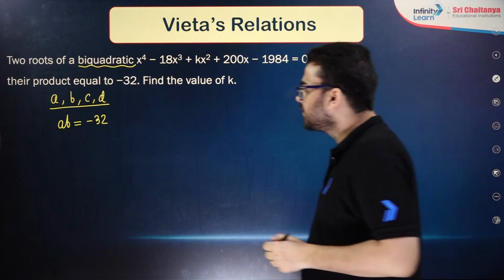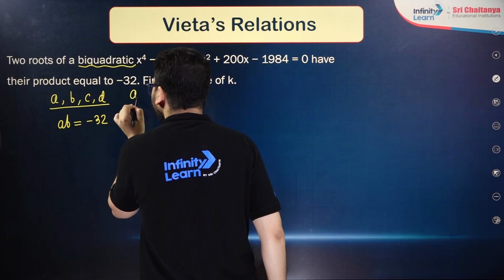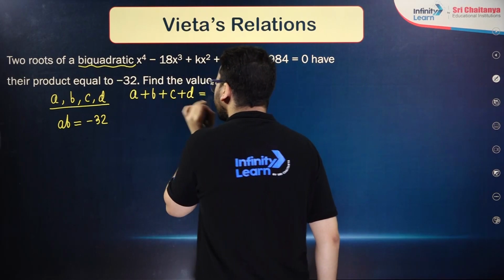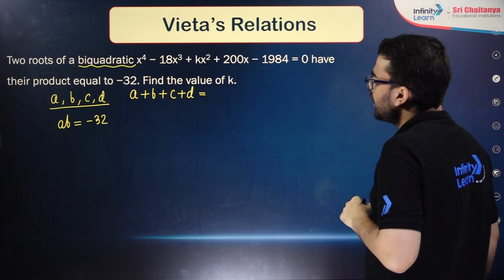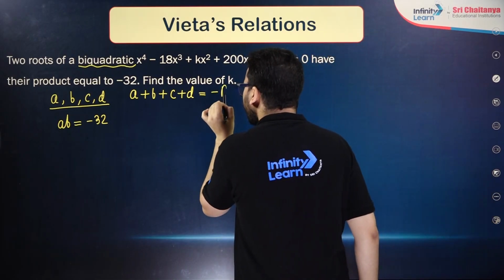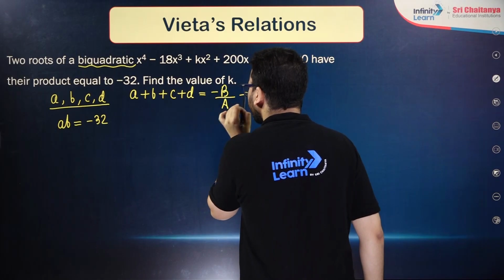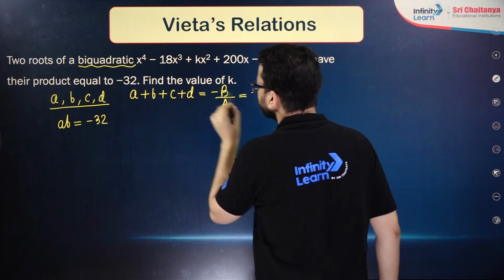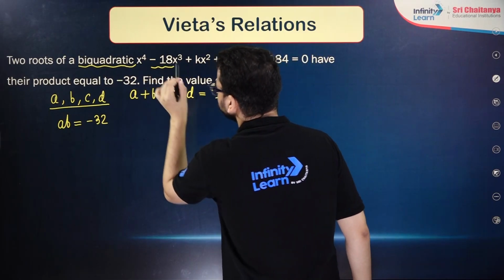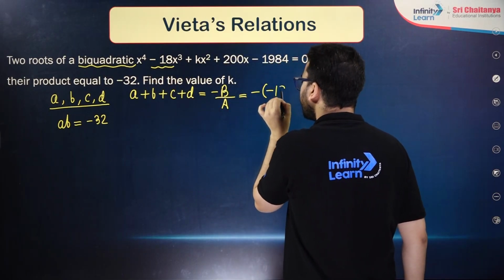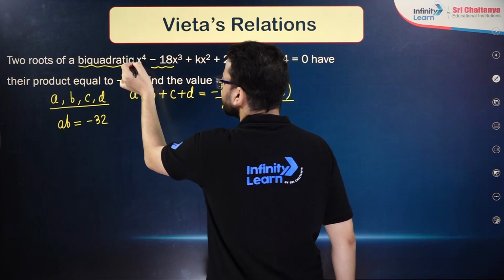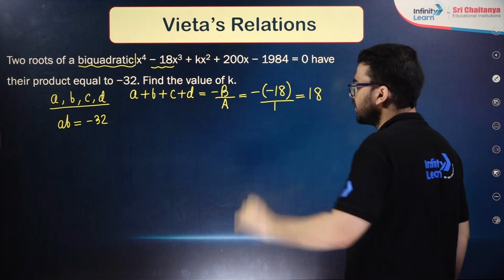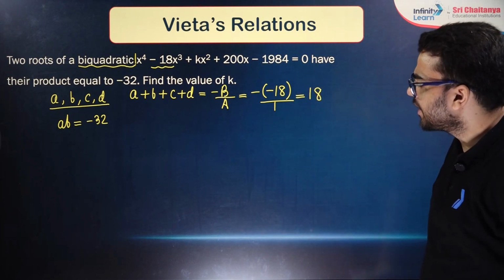Now you see, the sum of the roots will be what, guys? a plus b plus c plus d. The sum of the roots will be what? It will be minus B by A, right? So just see the coefficients over here. It is minus, and this time it is minus 18. So minus of minus 18, and the coefficient of x raised to the power 4 is 1. So that is basically 18 over here. That is the first relation, right?